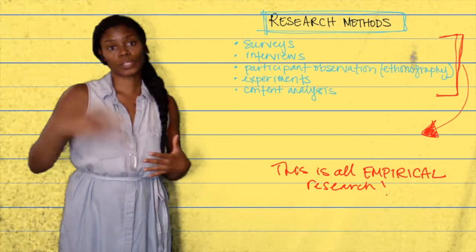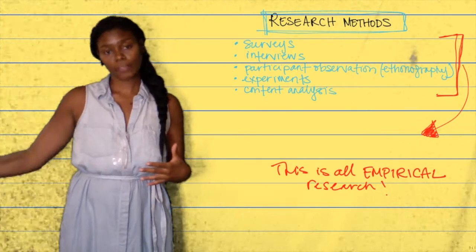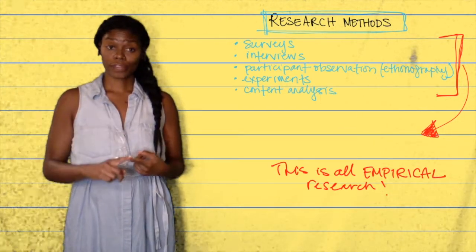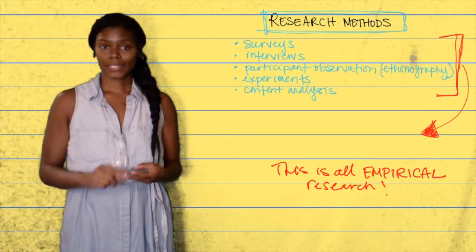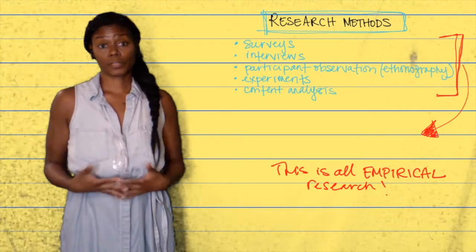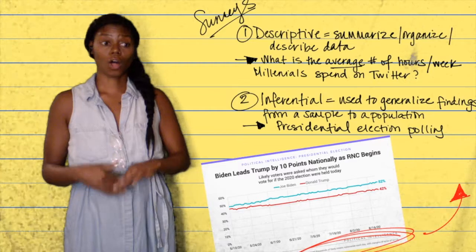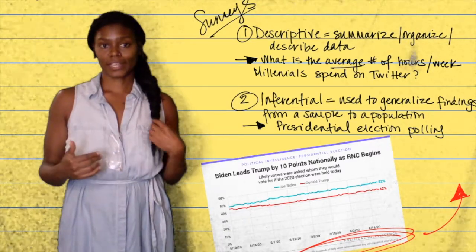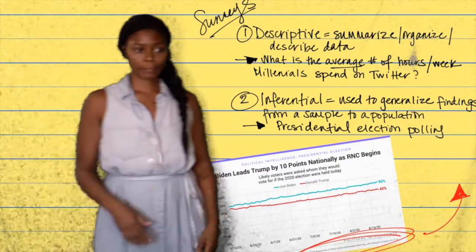I'm going to go through types of methods really quickly, because over the course of the semester, we will dive deeply into each of these methods. Traditionally in social science research, we do surveys, experiments, content analysis, interviews and focus groups, and participant observation that we call ethnography. We are going to start with survey data. So let's start talking about it.